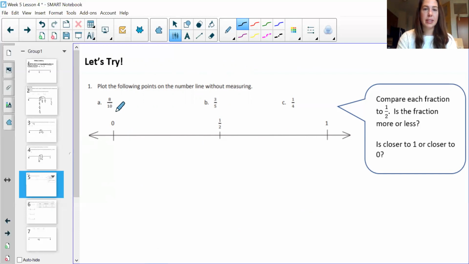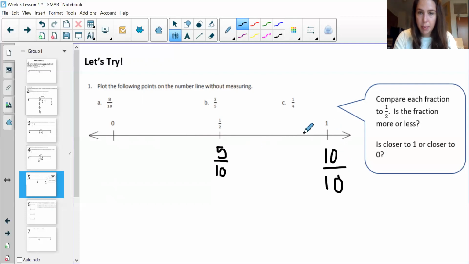Okay, let's start with 8/10. Now we know that 1/2 is 5/10. So 8/10 is going to be 3/10 away. Now, 1 whole is 10/10. So it's going to be 2/10 away from 1 whole and 3/10 away from 1/2. So it's actually closer to 1 whole than 1/2. So we're going to put it right about here. We know it's just 2/10 away.